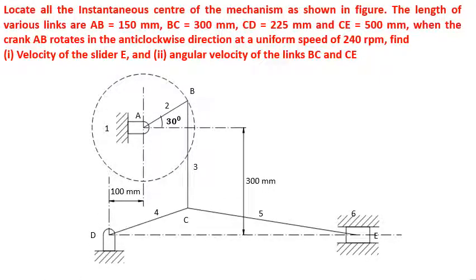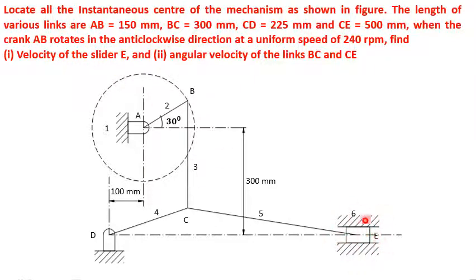The lengths of the various links are AB equals 150 mm, BC equals 300 mm, CD equals 225 mm and CE equals 500 mm. When the crank AB, so this is the crank, rotates in the anti-clockwise direction at a uniform speed of 240 rpm, find the velocity of the slider E. So this is the slider.